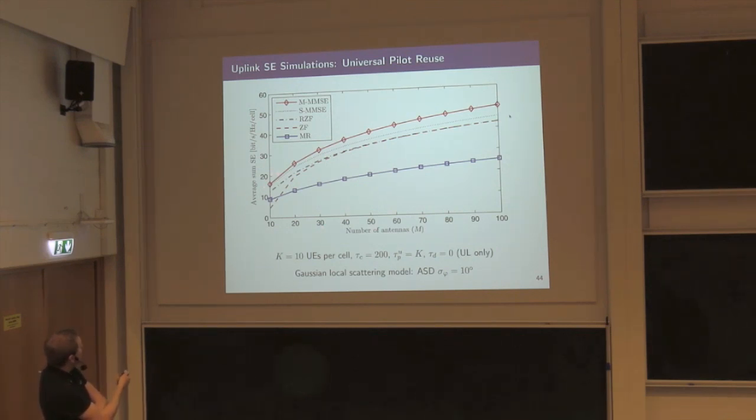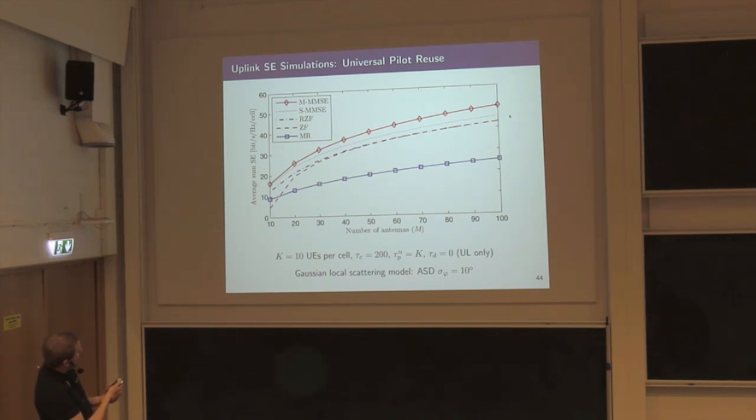The top curve is with multicell MMSE, which gives you the highest performance, and it increases with the number of antennas. Then we have the single-cell MMSE, which also gets higher performance with the number of antennas, but there is a small gap here. We have the regularized zero forcing, the zero forcing case, and then the maximum ratio case. What we can see is that for every approximation we make, we lose something in performance, but we gain something in terms of complexity.